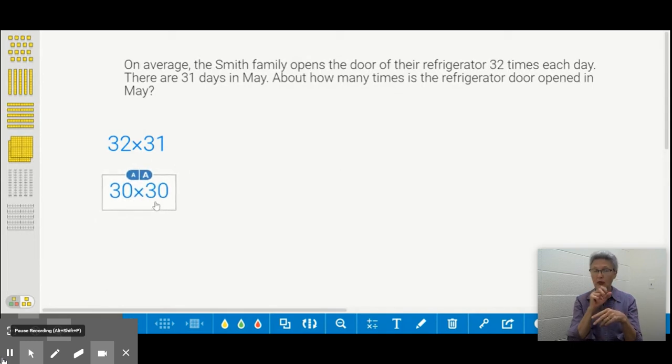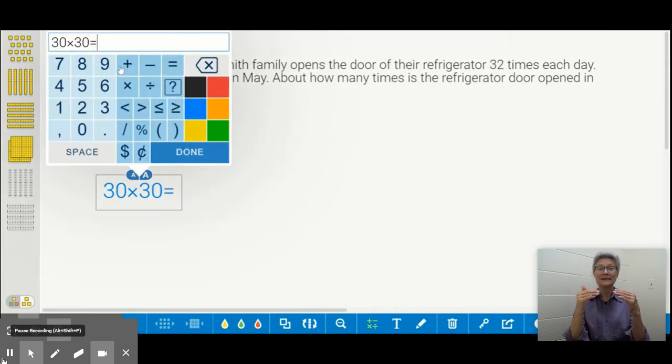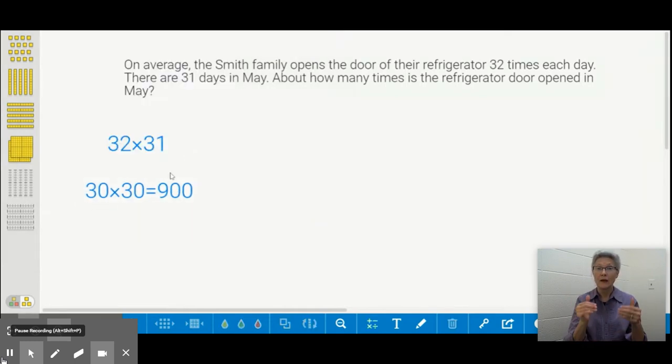30 times 30. Well, what we used yesterday in our lesson should help us because I know that 30 is the same as 3 tens. So I'm going to use the basic math fact of 3 times 3, or I could do 3 tens times 30. And I know that 3 tens times 30 would be 90 tens. And in this case, I know that 90 tens is the same as 900. So here I have my estimation equation. So I can say that the Smith family opened the refrigerator door about 900 times in the month of May.